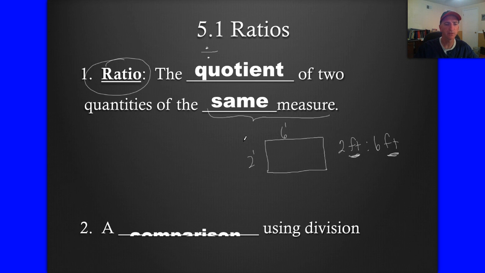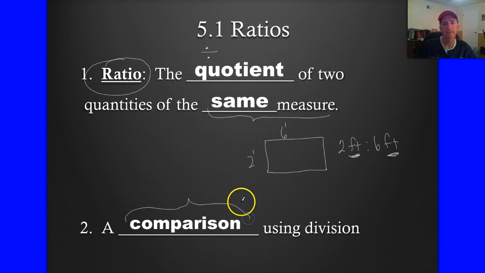All right, number 2, another way to say the same thing is it's a comparison. It's a comparison. In this case it's a comparison of the width to the length using division. All right, so we could divide those out if we wanted to get a ratio. So we're comparing two things using division there.